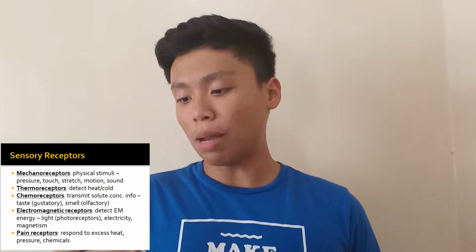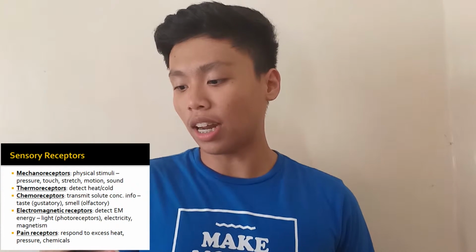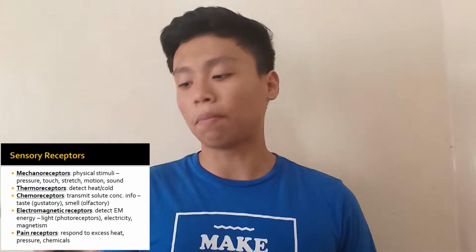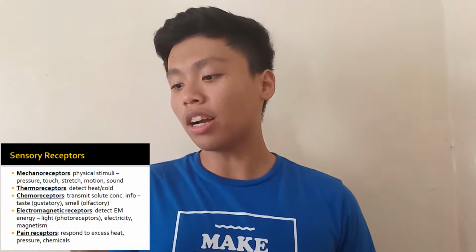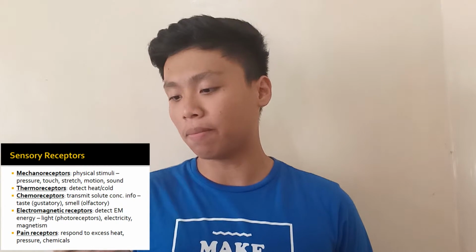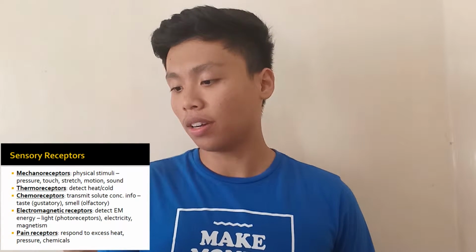Chemoreceptors are a type of sensory receptor that specialize in detecting chemical substances, either indigenous or foreign. Examples are smell and taste. Electromagnetic receptors are neurological receptors that respond to light, electricity, and magnetism. Pain receptors respond to excess heat, pressure, and chemicals.